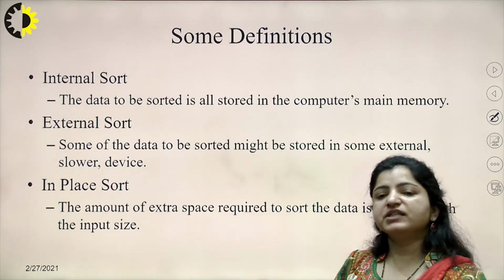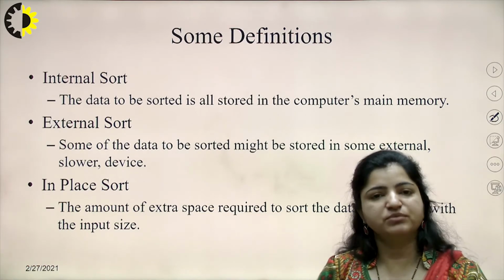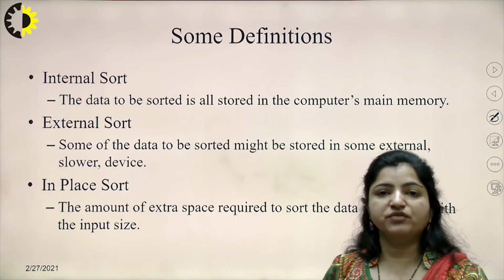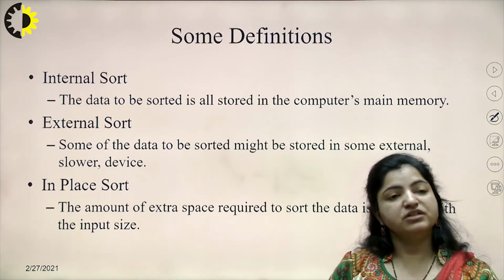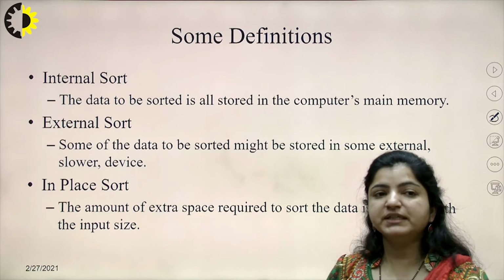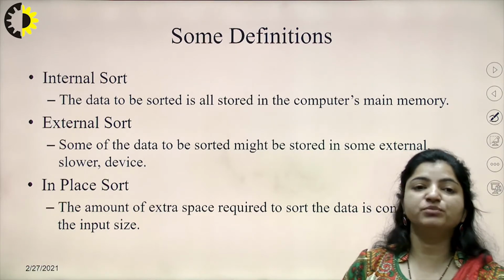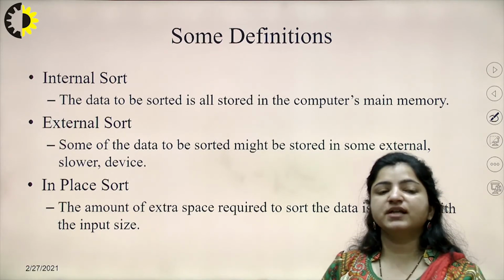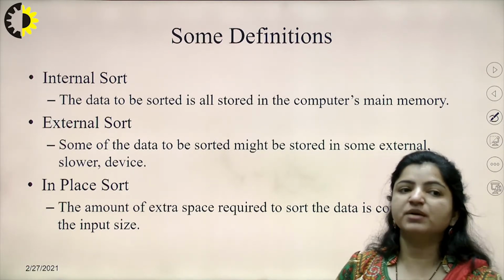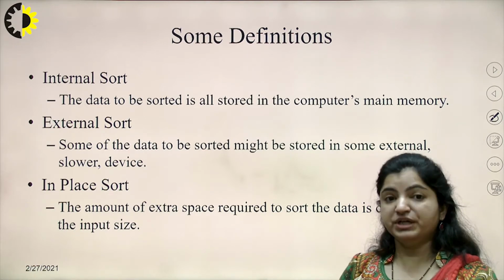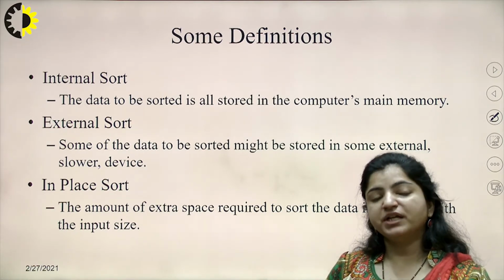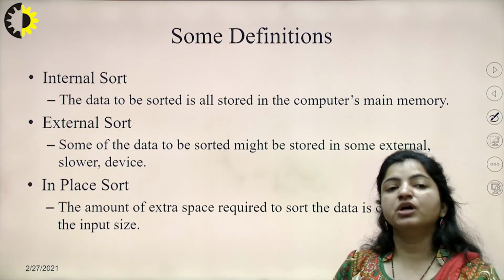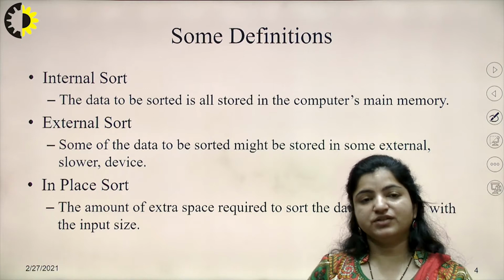So a few definitions are there before going to the concepts of sorting. First one is internal sort, then we have external sort, and finally the in place sort. Internal sort is when the data we are sorting is sorted in the main memory of a computer system. External sort is when some of the data might be sorted in some external device, in some slower device. And in place sorting is when we do not require any extra space in order to sort that particular data.